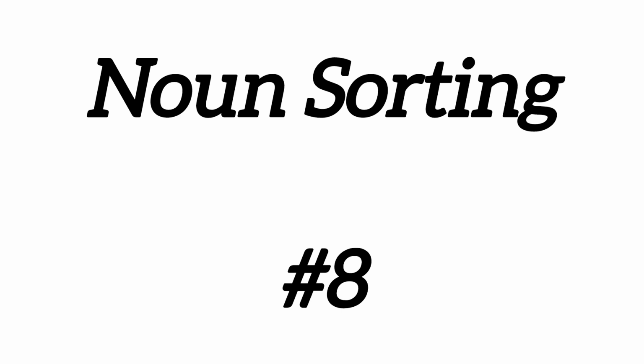Next, explain the sorting process to your students. Tell them that their task is to place each word into one of the three categories: people, places, or things. You might want to provide an example to ensure they understand. For instance, you could say, if the word is teacher, where should it go? That's right. It goes under people because teacher is a person.